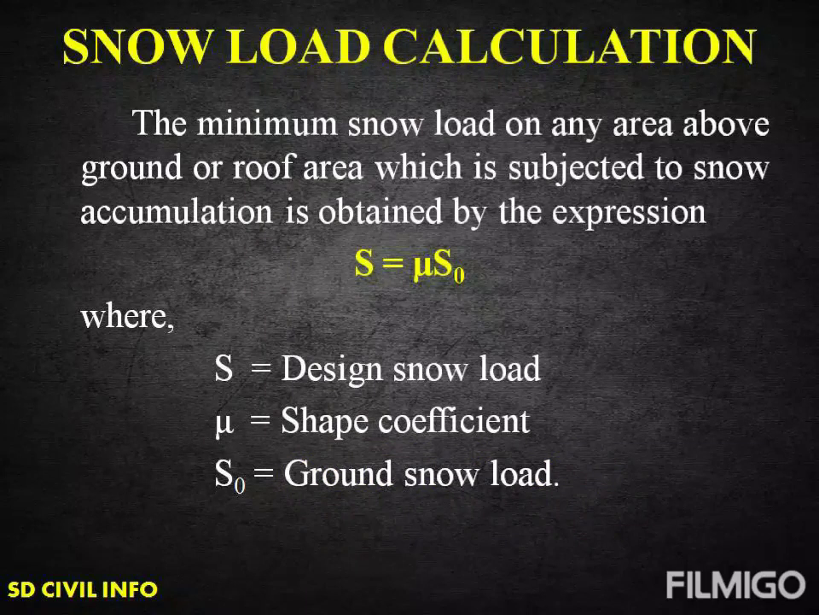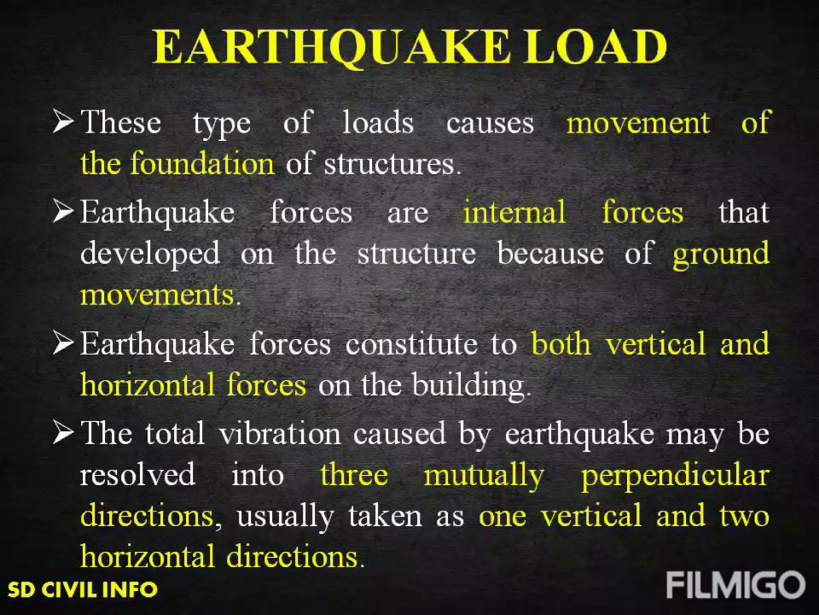And the minimum snow load on any area above the ground or roof area which is subjected to snow accumulation is obtained by the following expression, that is S equal to mu S naught, where S is the design snow load, mu is the shape coefficient and S naught is the ground snow load. The next one is earthquake load.